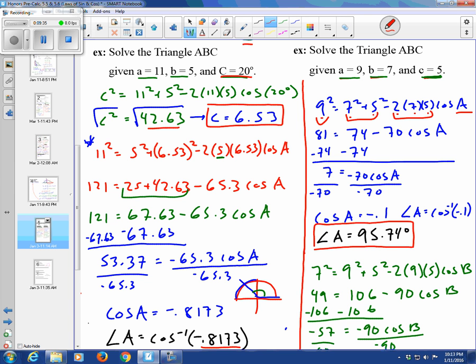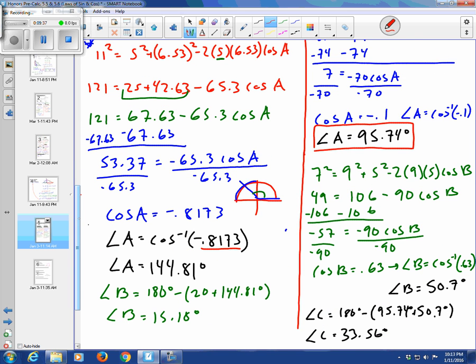95.74 degrees. Then we need one more angle before we can use the fact that the sum of the triangle's angles is 180 degrees. So solving for angle B, we say side B squared equals A squared plus C squared minus 2 times A times C cosine of B. Right here we get 49 equals 106 minus 90 cosine of B. Subtract the 106 from both sides, divide by negative 90, we get cosine of B equals 0.63. Then apply inverse cosine to both sides, and we get angle B as being 50.7 degrees.